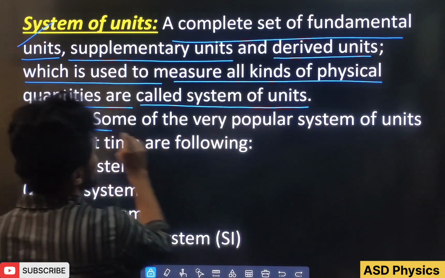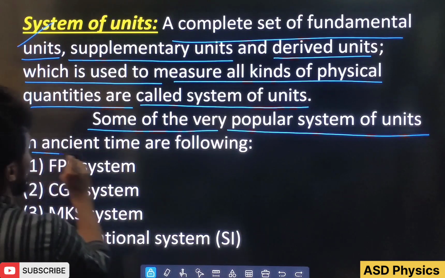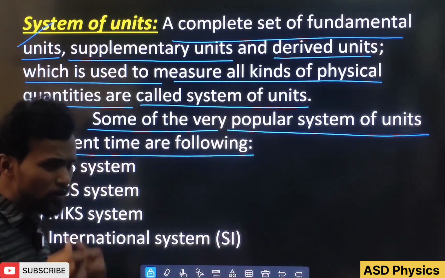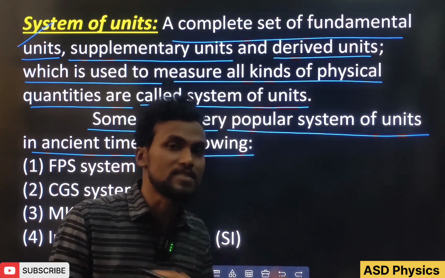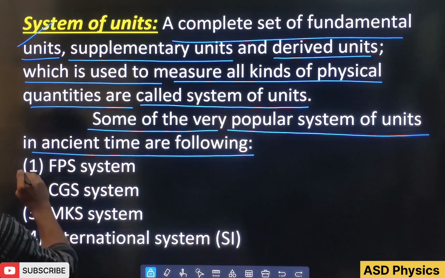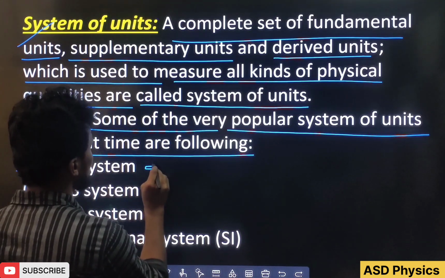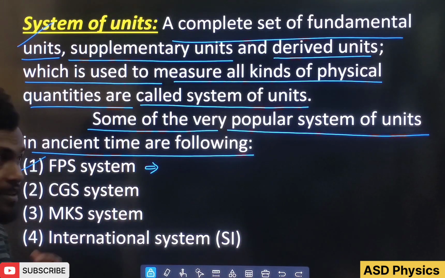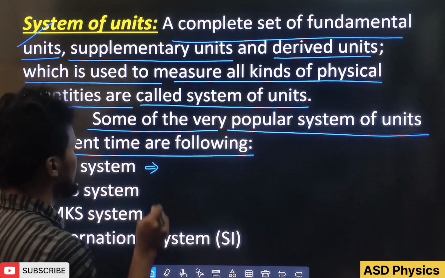Okay. Now, some of the very popular systems of units in ancient times are the following. Nowadays we are using SI. SI is a modified form of the MKS system. But some others were also there, like FPS, that means foot pound second. F means foot, that is the unit of length. Pound means unit of mass. Second means unit of time here. Okay, so remember that here.